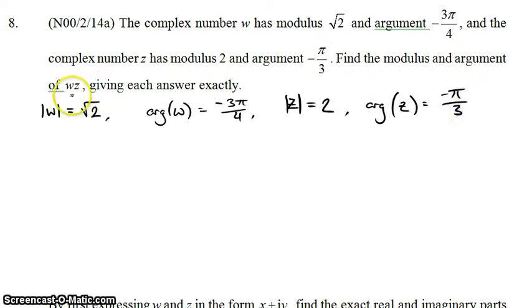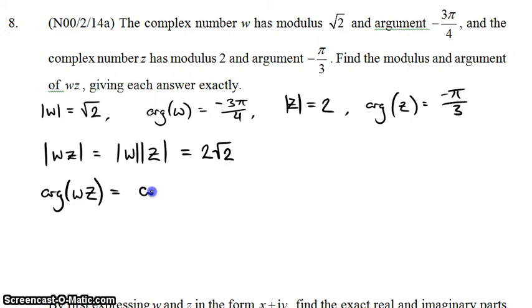Find the modulus and argument of wz, giving each answer exactly. So the modulus of wz. Well, we know this is just going to be the modulus of w times the modulus of z. That's just going to be 2 root 2. What about the argument of wz?